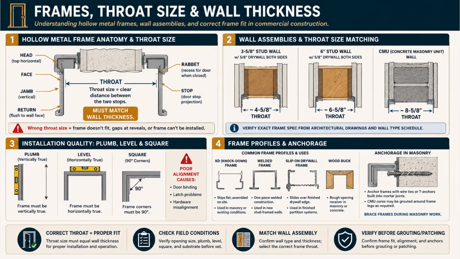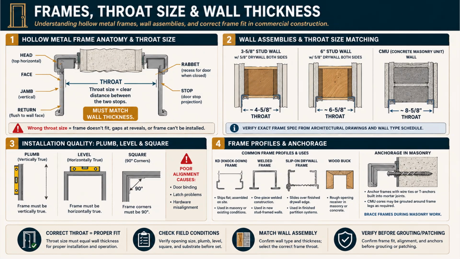Bottom right, the 4 common frame profiles. Knockdown, or KD, frames ship flat and assemble on site. Used in masonry or existing conditions. Welded frames are one-piece welded construction, used in new stud-framed walls. Slip-on drywall frames slide over a finished drywall edge, used in finished partition systems. And the wood buck is a rough opening receiver in masonry or concrete.